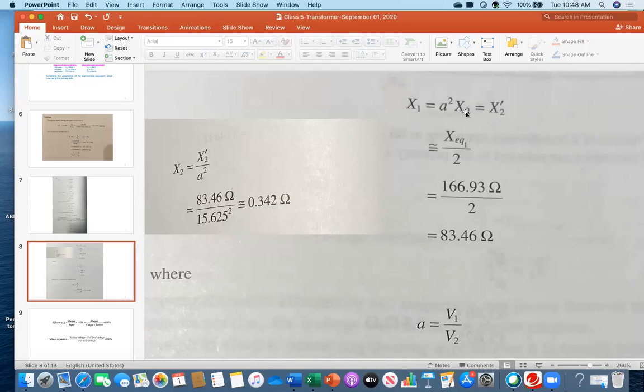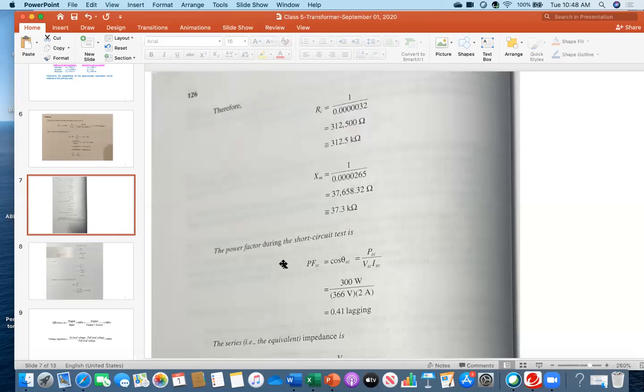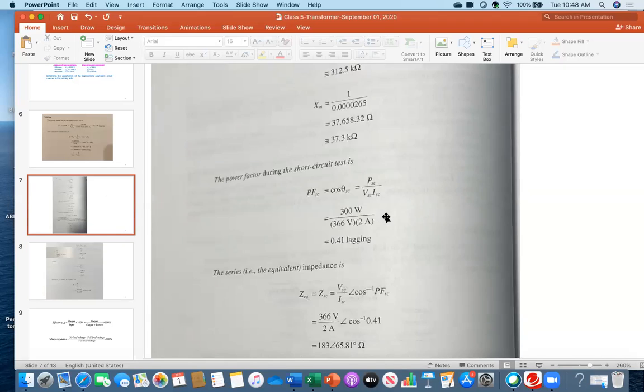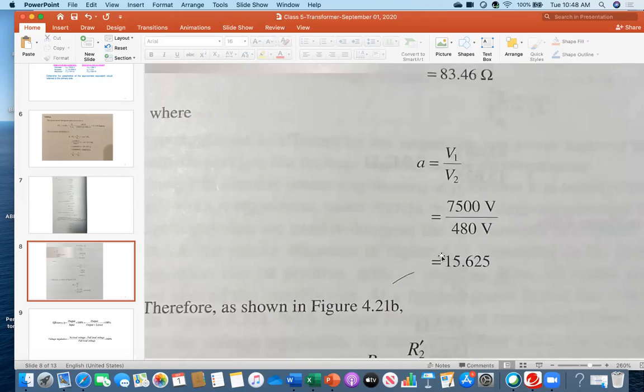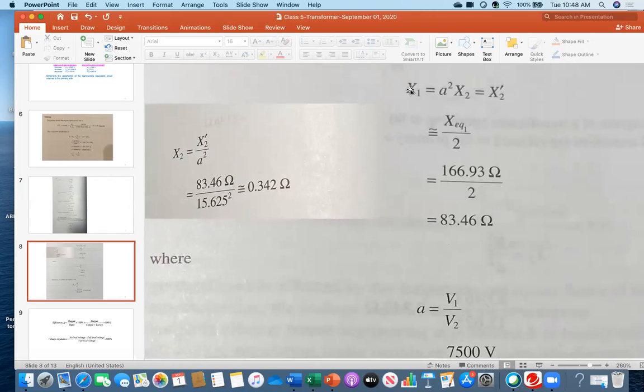Similarly, now you come back for X1. X1 equals a squared X2, which is X equivalent over 2. This value 166.93 is the X equivalent value that you calculated. So that thing you are now putting here, so you got X1 value 83.46.